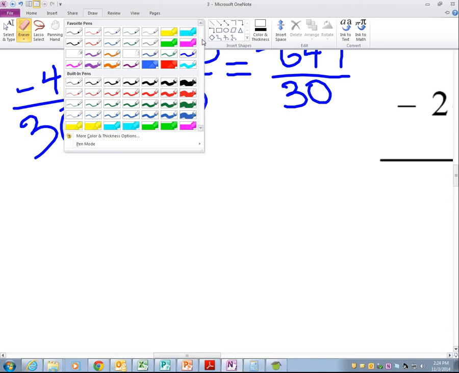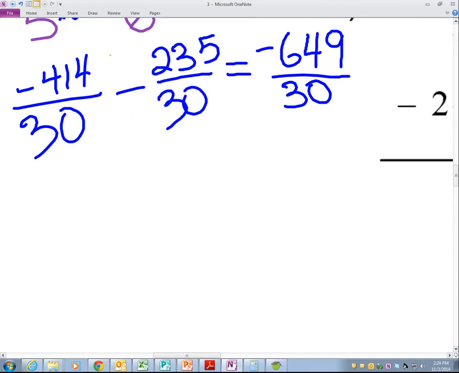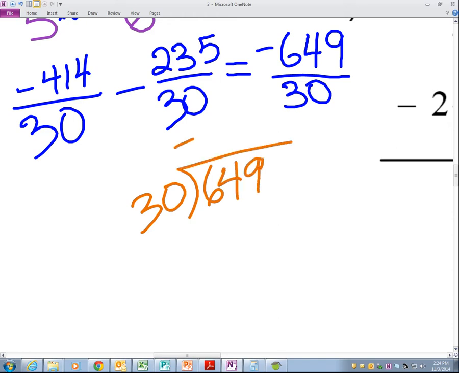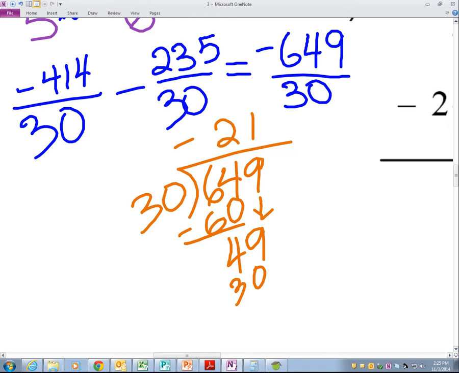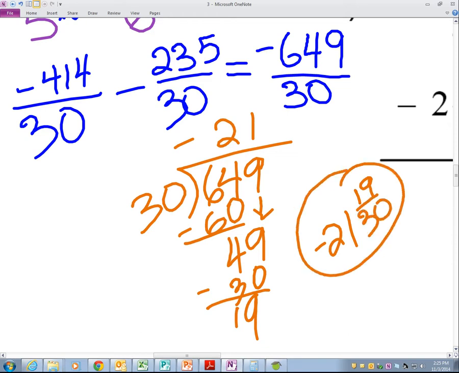Then we've got to simplify this. This is going to be 2, this is going to be 60, this is going to be 4. We're going to drop that down, go ahead and go 9. That only goes in one time. So it'll be 30 right here, which is 19, which means that my answer is going to be negative 21 and 19 over 30. How many of you got that? Raise your hand. All right, about half of you.